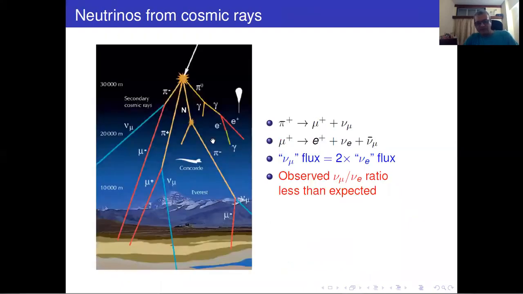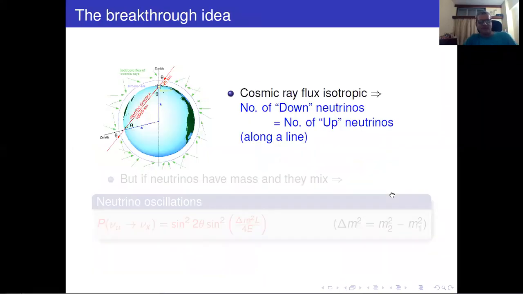So, coming back to this, if you look at these two reactions, and forget the difference between neutrino and antineutrino for the moment, notice that the flux of muon neutrinos, which is this and this, will be about twice the flux of electron neutrinos. So if you observe the number of muon and electron neutrinos, the ratio of these two, νμ to νe, should be around 2. It turns out that when the ratio was observed, it was less than 2 in many cases. So the question again was, why would that happen?